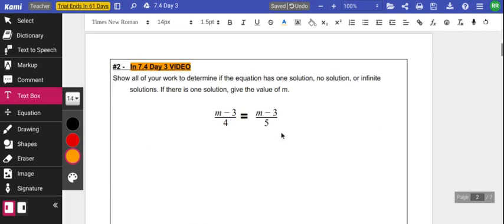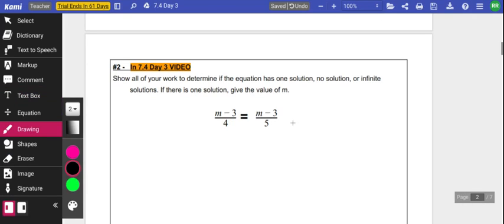Number 2, I see a fraction on the left side and a fraction on the right side. So let me eliminate those fractions by multiplying both sides of the equation by some number so that those fractions will be eliminated. So to do that, I want the least common multiple of 4 and 5, which would be 20. So I'm going to multiply the left side by 20, or 20 over 1. I'm putting parentheses to show multiplication. And I'll multiply the right side by that same exact thing, by 20, or 20 over 1.